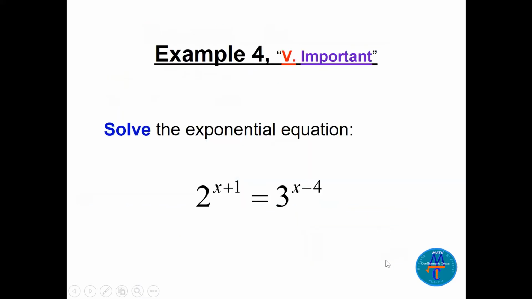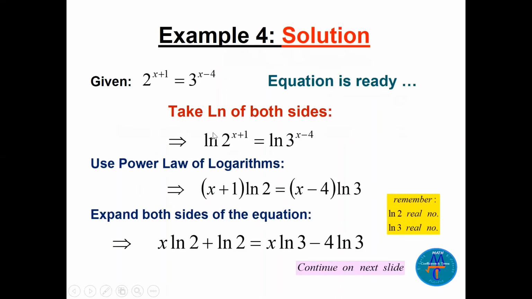Another exponential equation, really very important. This one, 2 to the power x plus 1 is equal to 3 to the power x minus 4. The bases are not the same. We cannot make them the same. But this is ready. We can directly take ln on both sides. See, this is ready. The bases are different completely. So take ln of this is equal to ln of that.